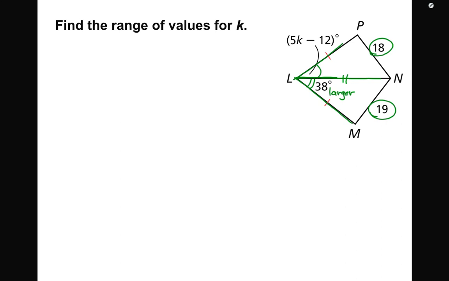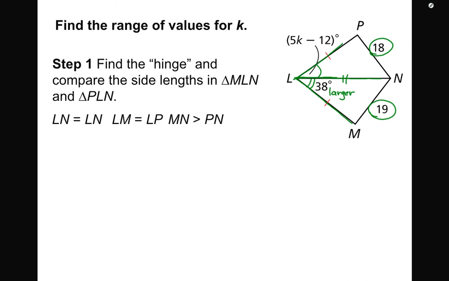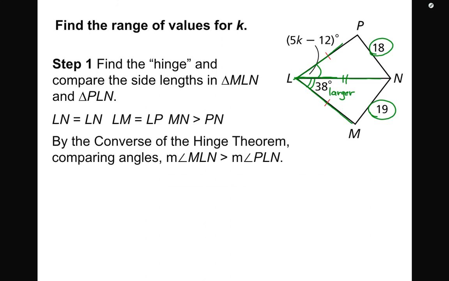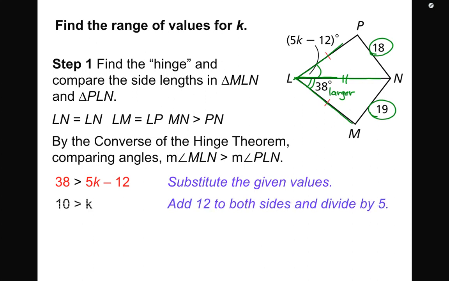Okay, so wouldn't that give me a relationship that the 38 is greater than 5k minus 12? Maybe you wrote 5k minus 12 is less than 38. That's the same thing. I probably would have preferred the other way around, but we do get k is smaller than 10. That said a range, so it's smaller than 10. How small could it get?